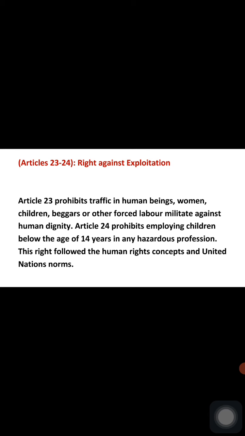And Article 24 prohibits employing children below the age of 14 years in any hazardous profession. The right follows the human rights concept and United Nations norms. Any child who is below the age of 14 years, if you find that child working in any hazardous profession, that is prohibited under Article 24.